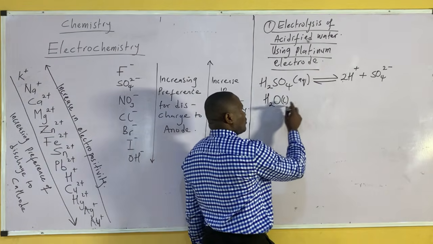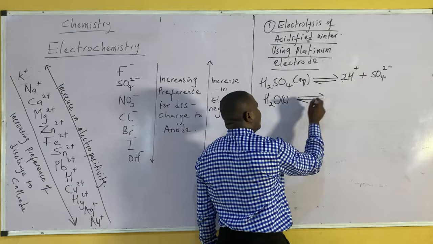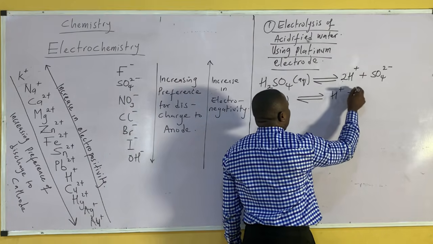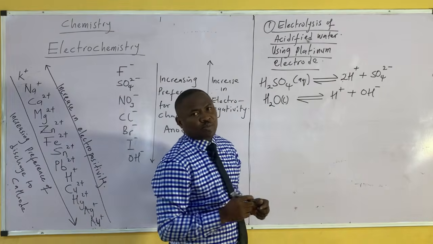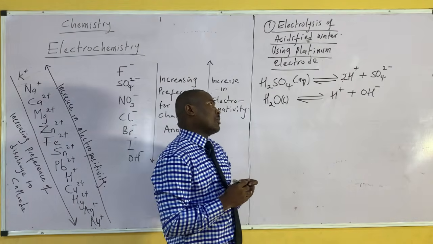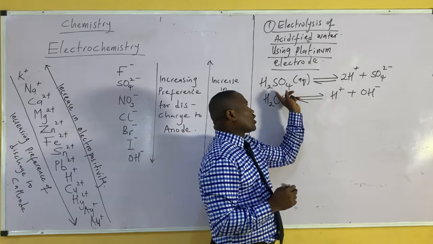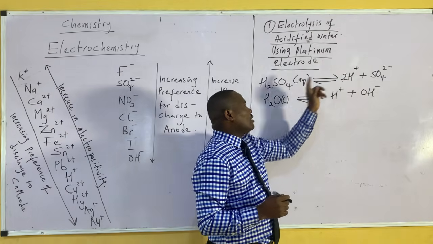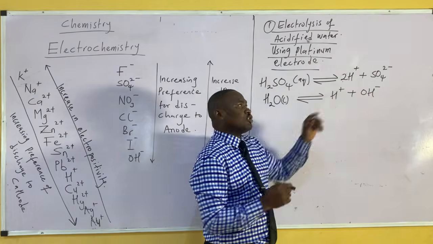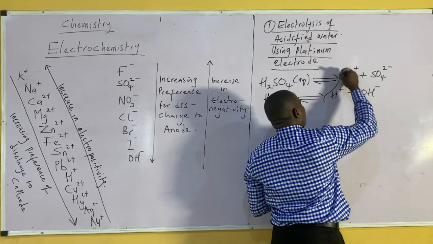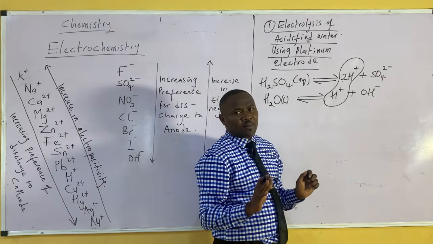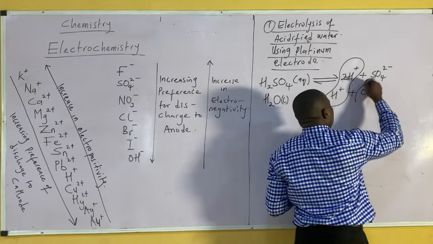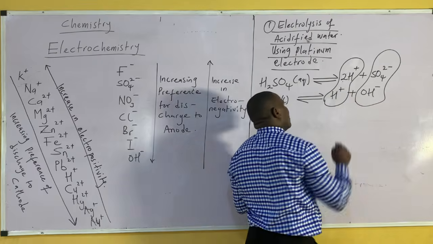Now, in the presence of water, I have H+ and OH-. Now, mind you, from this compound, I have hydrogen, and from this compound, I also have hydrogen. So in my cations, that is my positive ions, they are similar. But in my negative ions, they are not similar.